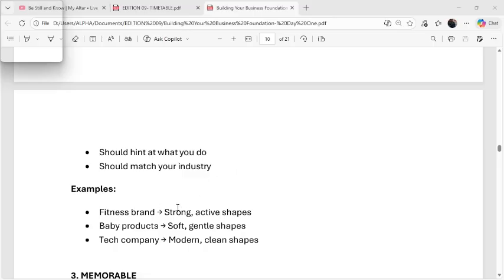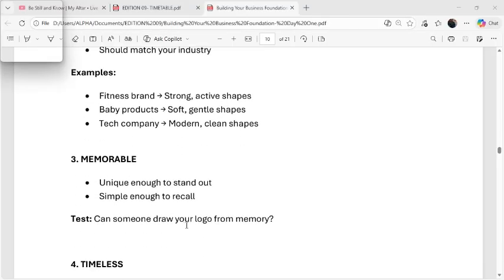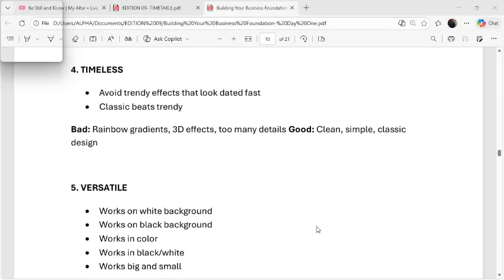Let's look at this. A fitness brand should have strong, active shapes. A baby product, soft, gentle shapes. Why? It is for kids. A tech company, modern, clean shapes. And it should be memorable, unique enough to stand out, simple enough to recall. Can someone draw your logo from memory? You see this thing? Then, timeless. It should avoid trendy effects that look dated fast.